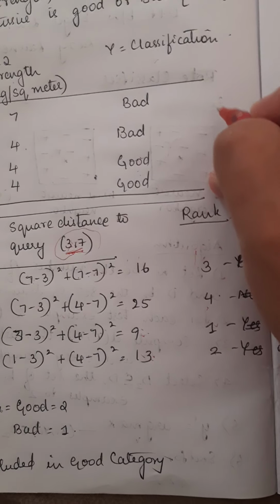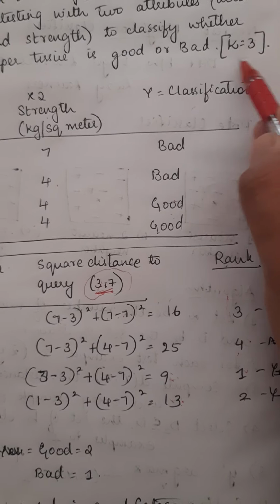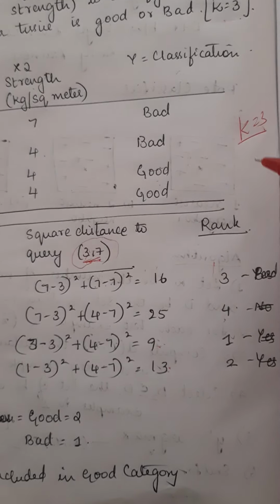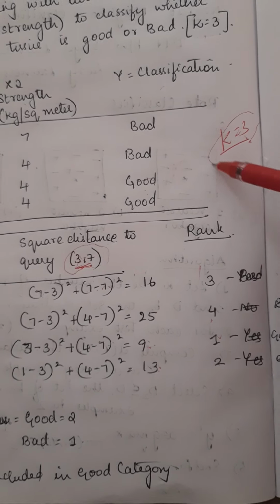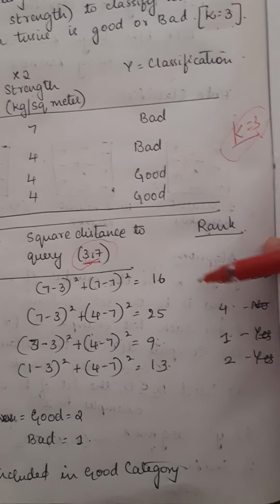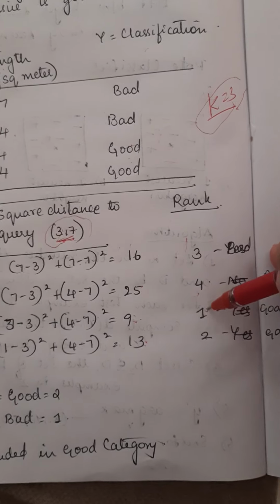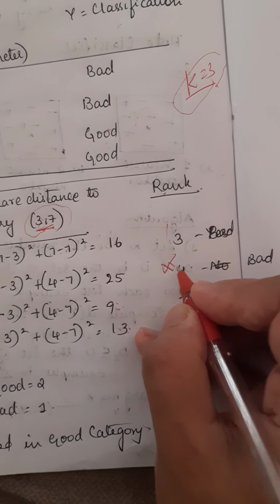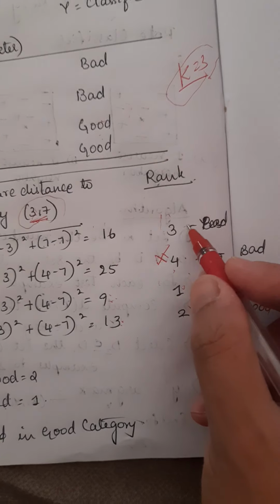Now I have defined my k is equal to 3. You can see here in the question they have told k is equal to 3. In case they have not given it, you can define it. So I am going to take the 3 nearest neighbors to the test record. Which are the 3 nearest neighbors? 1, 2 and 3. So 4 will not be considered. You consider only 1, 2 and 3.